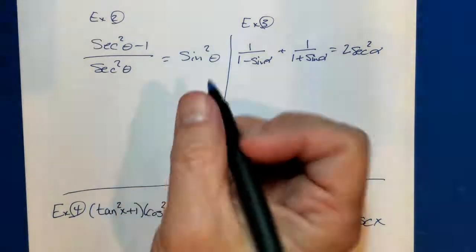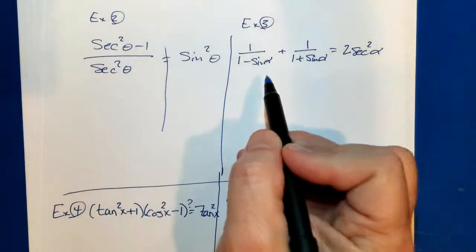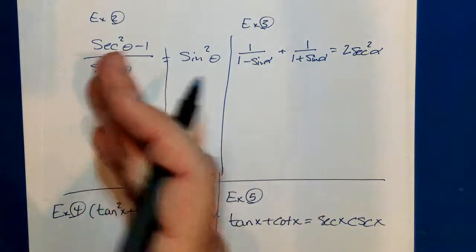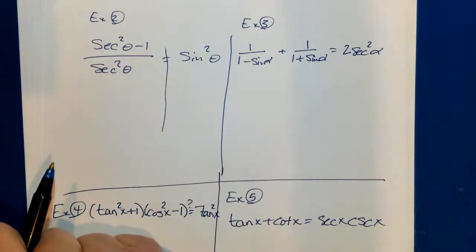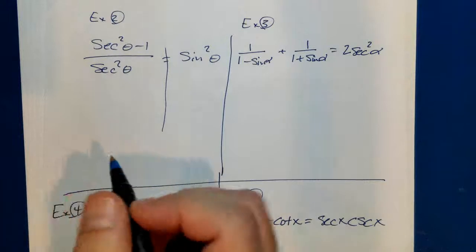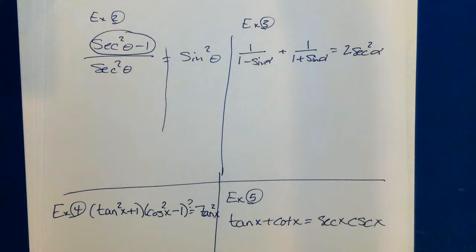Okay, so when you look at this, we have a left side and a right side. Now remember, I can't subtract sine squared theta from both sides. Okay, I have to show that the left side is equal to the right side. Okay, thanks for hanging in with me, guys. All right, so is there a substitution that we can make for secant squared theta minus 1?